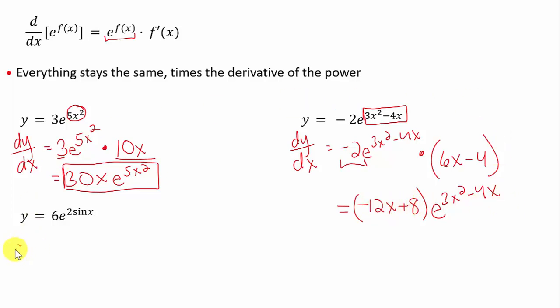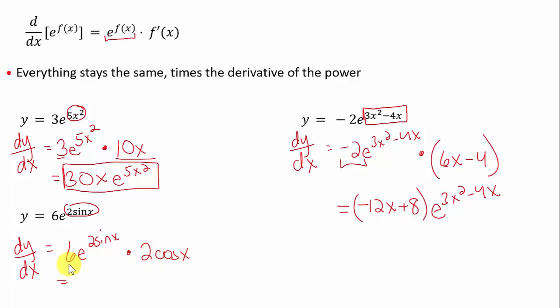Okay, last one. Derivative of 6e to the 2 sine x. Now, in order to do this, you do have to know your trig rules, the derivatives for those. So if you need to go back and review, do that. Again, everything stays the same times the derivative of the power, and the power is the 2 sine x. So we take the derivative of that, we get 2, and the derivative of sine x is cosine x. So really this is it.